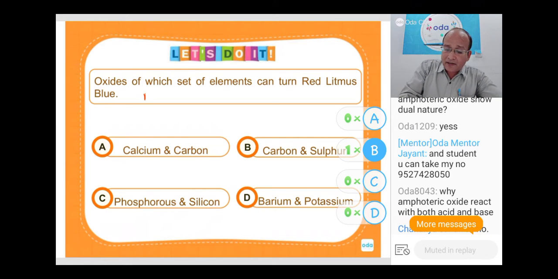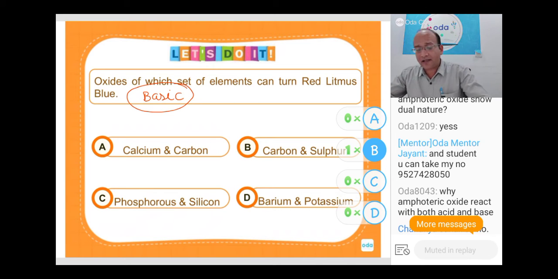It is a basic oxide. So this question is asking about basic oxides. Which elements can form a basic oxide? Some people have given answer B. Most of you are answering, very good to know that. Don't worry, guys. See, the basic oxide will be the one in which both are metals. The set which contains both metals will form a basic oxide. Understood?